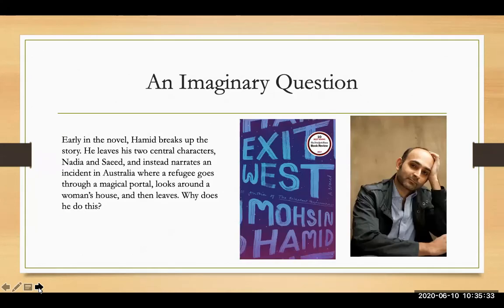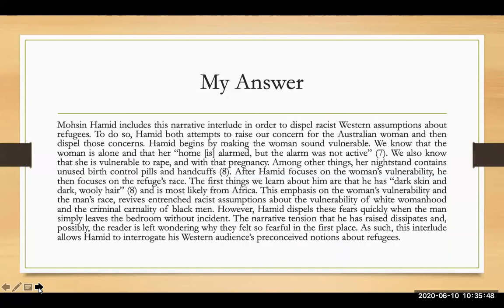Okay, so let's review this question. Early in the novel, Hamid breaks up the story. He leaves his two central characters, Nadia and Saeed, and instead narrates an incident in Australia where a refugee goes through a magical portal, looks around a woman's house, and then leaves. Why does he do this? So here's my answer. It's a little longer probably than your paragraphs are going to be.